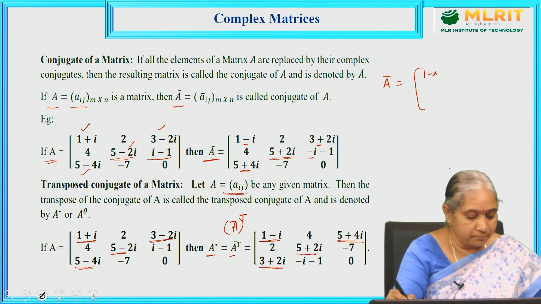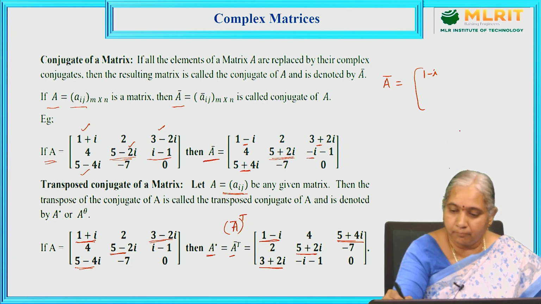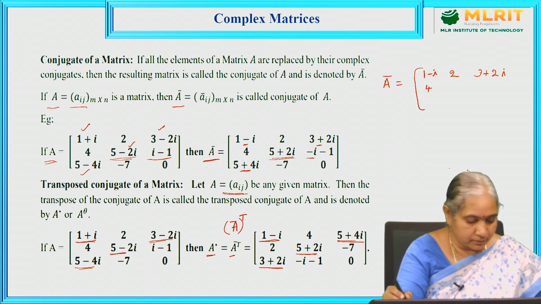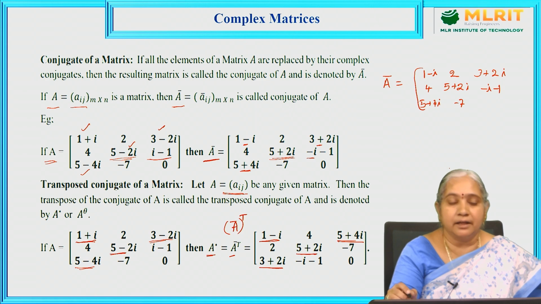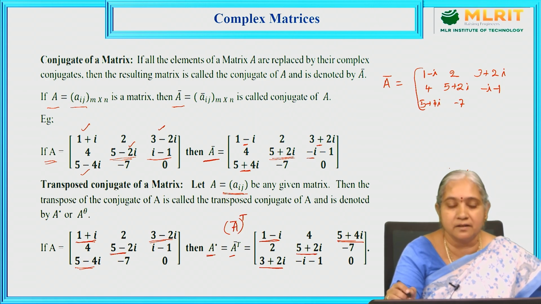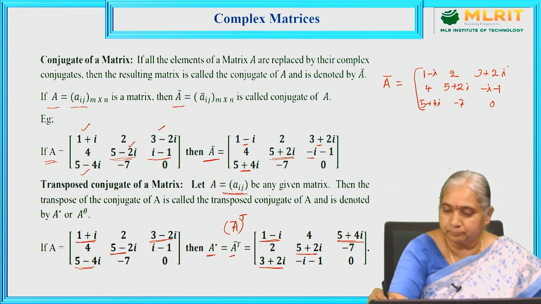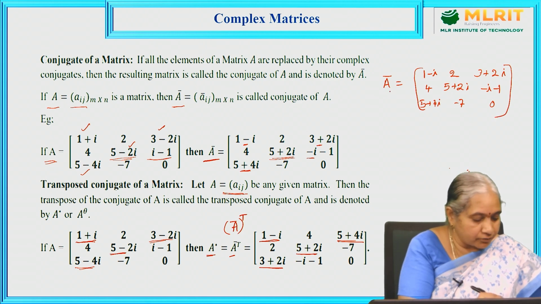1 minus i, 2, 3 plus 2i, 4, 5 plus 2i, minus i, minus 1, 5 plus 4i, minus 7. Here minus 7 is a real number, so the conjugate of the real number is itself only, 0. So this is the conjugate of the given matrix A.